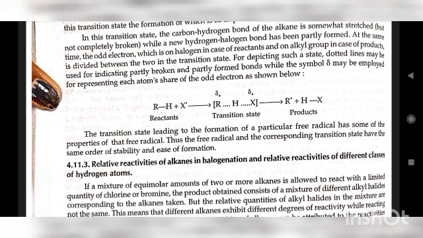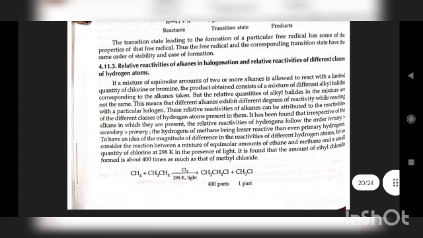Relative reactivities of alkanes in halogenation and relative reactivity of different classes of hydrogen atoms. If a mixture of equimolar amounts of two or more alkanes is allowed to react with a limited quantity of chlorine or bromine, the product obtained consists of a mixture of different alkyl halides corresponding to the alkanes taken, but the relative quantities of alkyl halides in the mixture are not the same. This means that different alkanes exhibit different degrees of reactivity while reacting with a particular halogen.